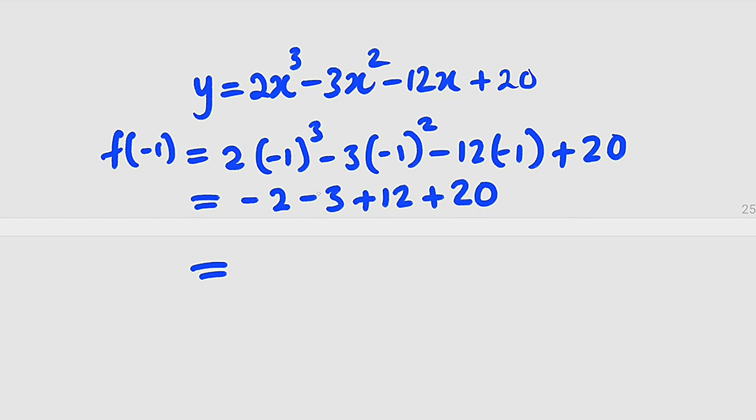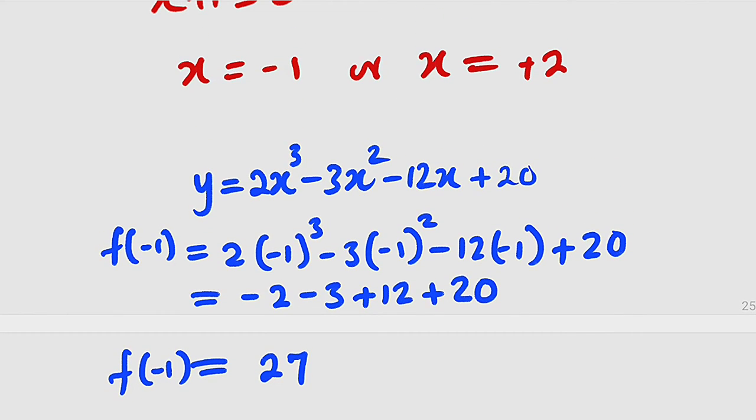Then this is equal to, the whole of this will give us negative 5. And negative 5 plus this will give us 7. And 7 plus 20 is 27, which means that f of negative 1 is equal to 27.